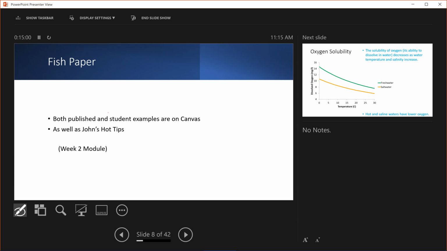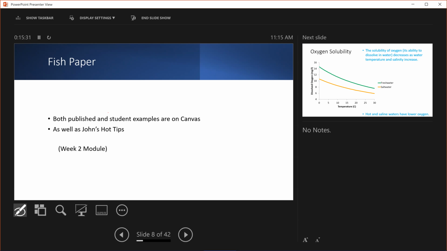Yes? What format is it in? Like MLA or? American Fisheries Society. You mean the citation format? Yeah, American Fisheries Society. They have a series of journals and they have their own proprietary format. And so if you go onto Canvas, for the assignment, it'll show you a link to that style, or you can use Zotero and download the citation style. I show you how to do that and it'll format automatically for you.